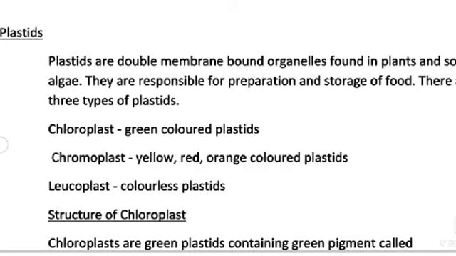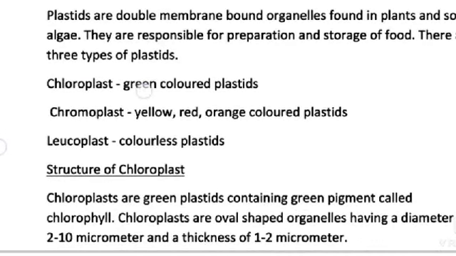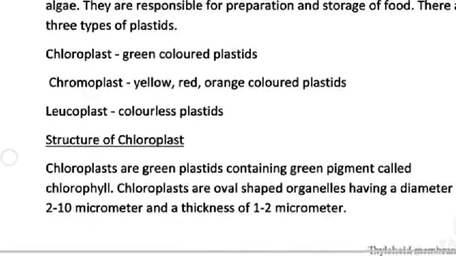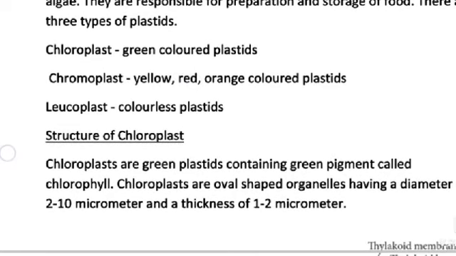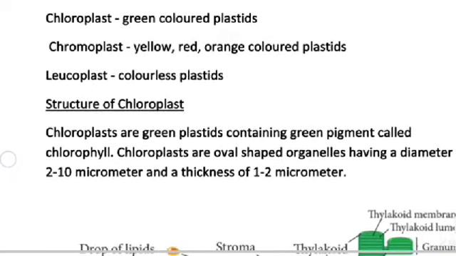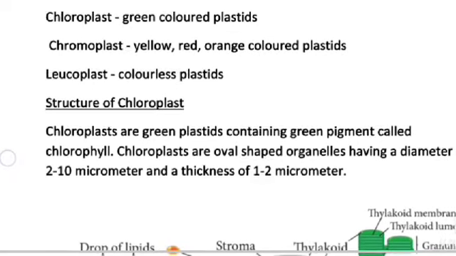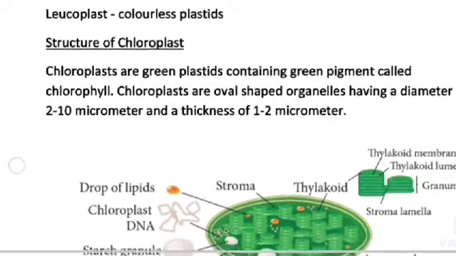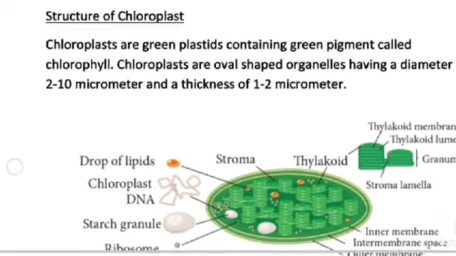Plastids. Plastids are double membrane bound organelles found in plants and some algae. They are responsible for preparation and storage of food. There are three types of plastids: chloroplast, green colored plastid; chromoplast, yellow, red, orange colored plastid; and leucoplast, colorless plastid. Structure of chloroplast.